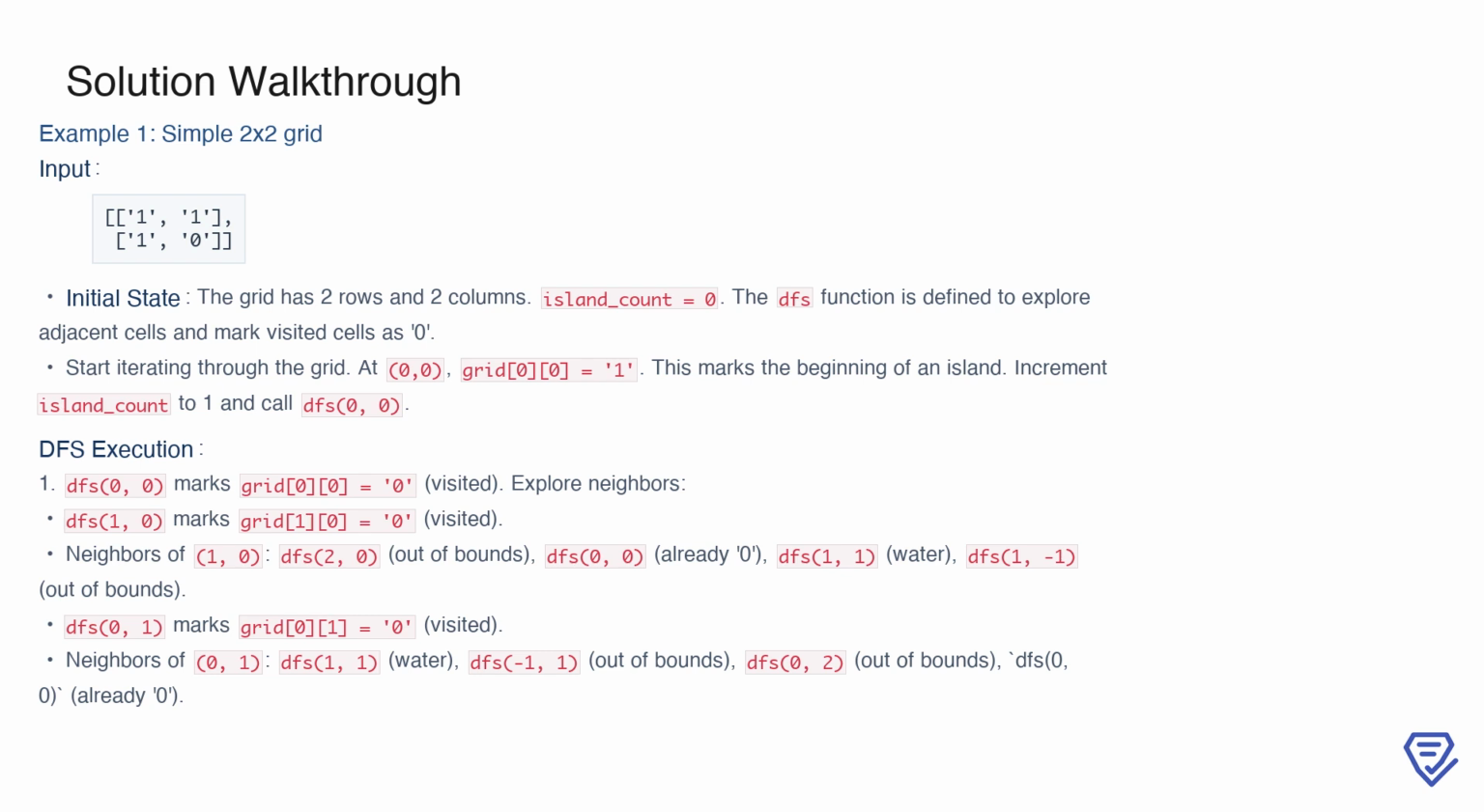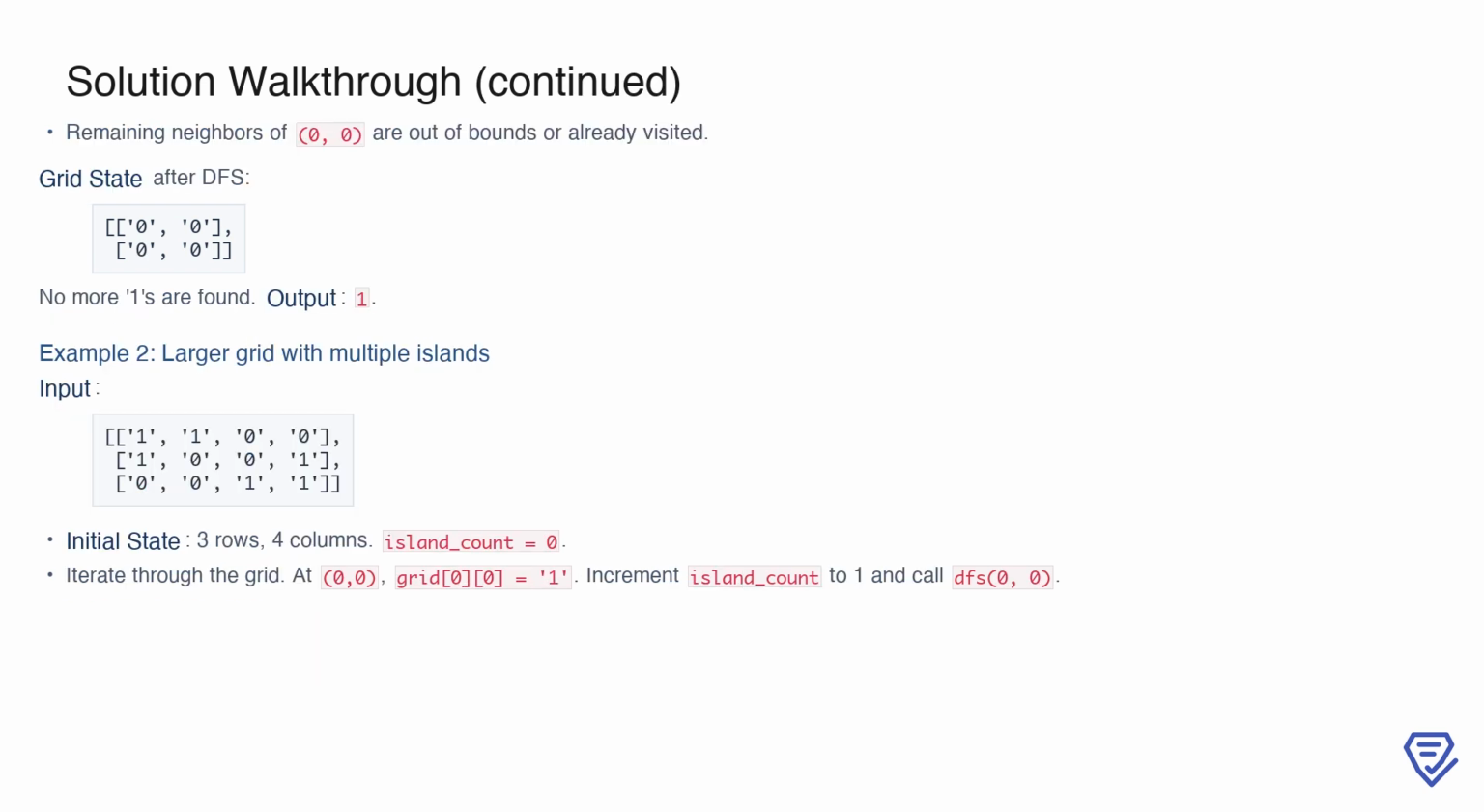Moving downward, DFS(1, 0) marks the cell (1, 0) as visited, and its own neighbors are checked. The cells either go out of bounds or are already visited or water. Similarly, moving to the right, DFS(0, 1) marks (0, 1) as visited and explores its neighbors, which also turn out to be either out of bounds, water, or already visited. This completes the exploration of all connected land for the first island. At this point, any remaining neighbors of (0, 0) are either out of bounds or already visited.